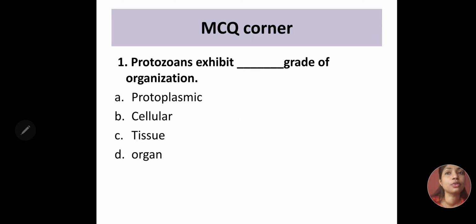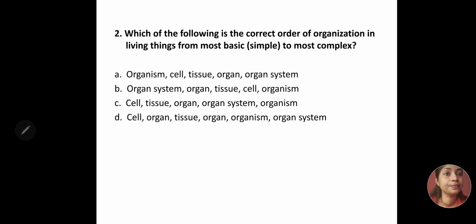Now it's time to solve some multiple choice questions. The first question is, protozoans exhibit dash grade of organization. So we know protozoans are the lowest class. Therefore they have a very simple organization and they have acellular grade of organization. So clearly the answer is protoplasmic grade of organization. If the option were to be acellular, still acellular would have been a right answer, because protoplasmic or acellular grade of organization is what we see in protozoans.